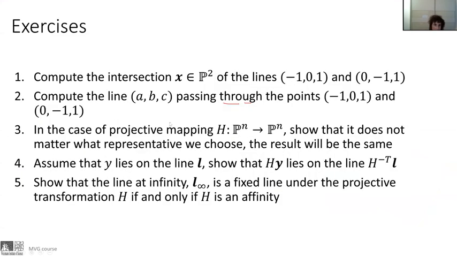So I'm not going to read the exercise, but here you see that you are asked to show that the line at infinity is a fixed line under the projective transformation H if and only if H is an affine transformation. It's not difficult to show it. Any question before we move on to the next topic?